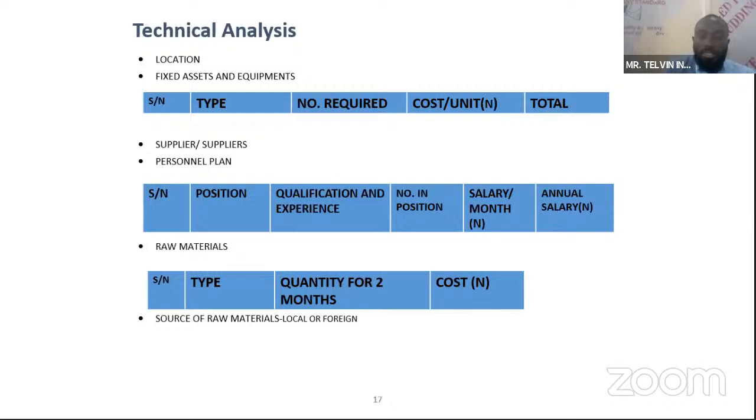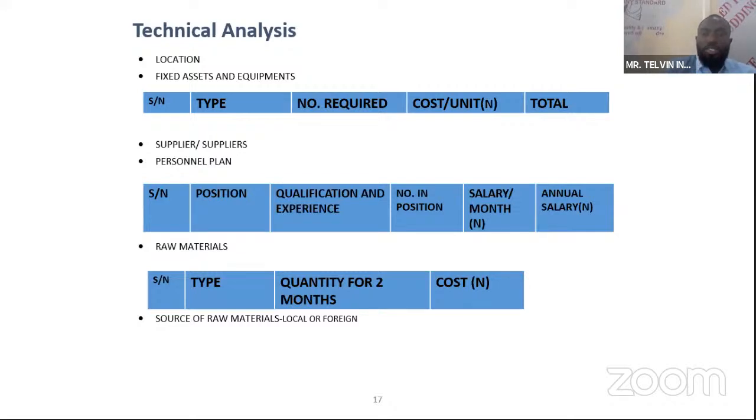I'm going into a training service. How many of the laptops do I need? How many of the projectors do I need? So when you put the type, you put the number. Then how much is each of them sold? The laptop may cost me 100,000 and I need 2 of them. So the total will be what? 200,000. I will now go on to say how many projectors do I need? How much is a projector? 200,000. How many do I need? I need 2 of them. Total 400,000. So you will now know how much is the cost of your fixed assets and your equipment.